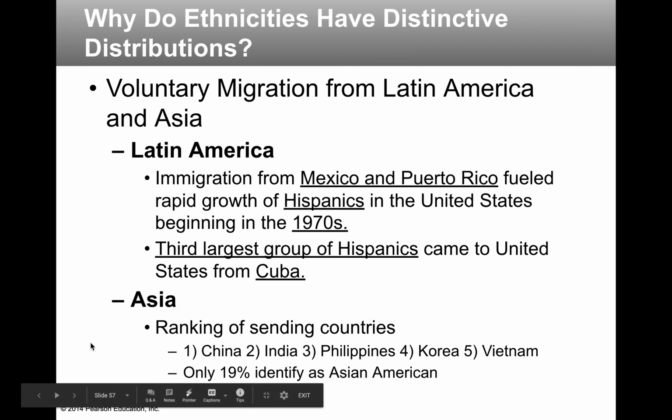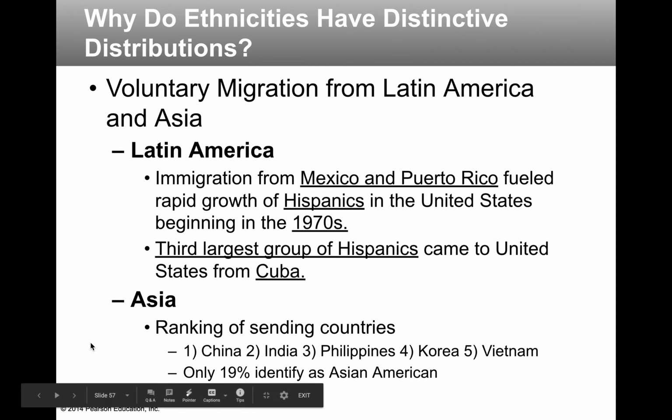We look at Asian migrants. We can see the largest is migrants that come across within the Asian ethnicity or the nationality of Chinese, followed by Indian and Philippines. And we can see again this miscategorization of Asian ethnicity. Many of them see themselves as nationalities, not as Asian American.